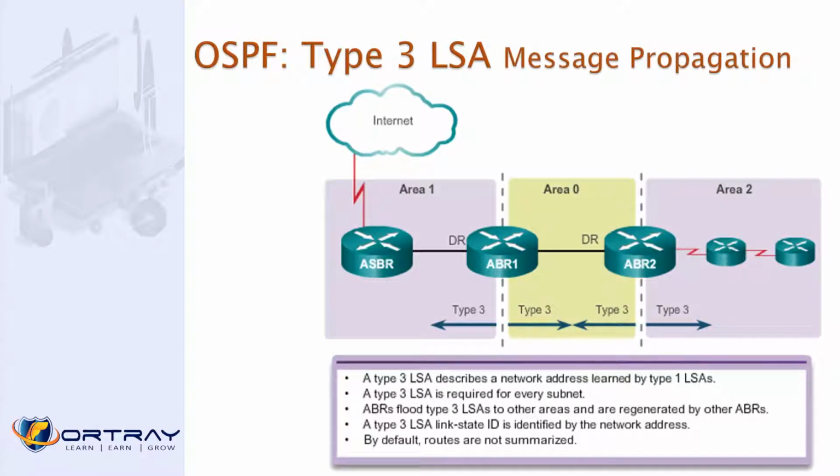So type 3. The type 3 LSA describes the network addresses learned from the type 1 LSA. A type 3 LSA is required for every subnet. The ABR floods type 3 to the other area. So basically, I think the ABR itself generates the type 3.